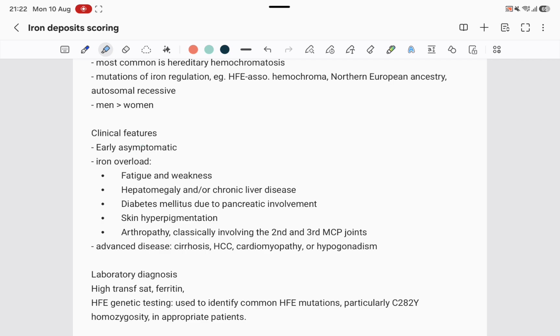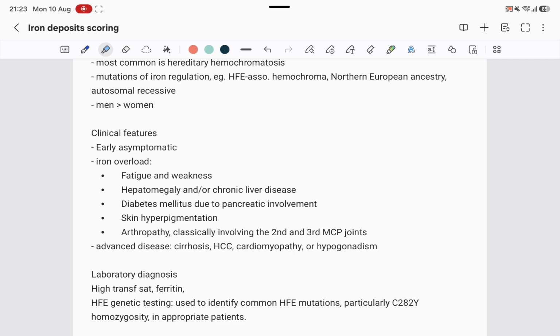So what are the clinical features? They might be asymptomatic early on. If there is iron overload, they can become fatigued and weak, and then their organs start to get affected. Their liver becomes large. Their pancreas becomes involved, and then they might get diabetes mellitus. That would probably be type 1 due to the destruction that's likely to happen. Whatever it is, it's diabetes mellitus associated with hemochromatosis. I'm not sure if it's type 1 or type 2.